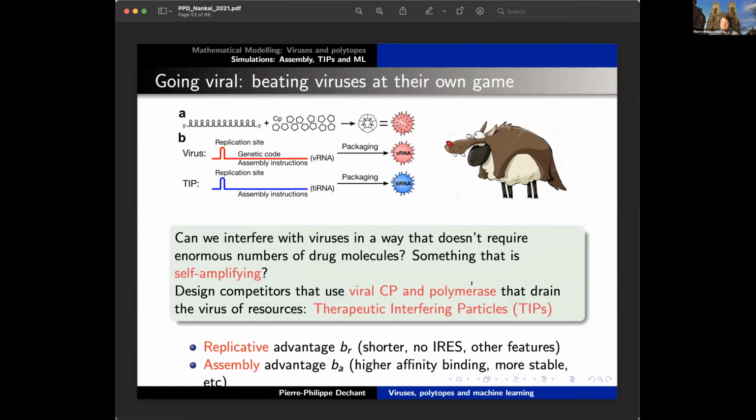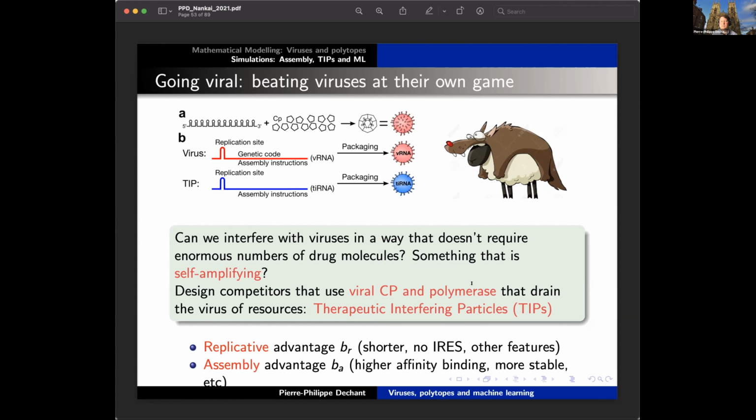So just to recap, viruses have these sequences that have both the genetic code and the assembly instructions. So they've got this dual compromise and a bit of a dilemma. So the question is, can we design a sequence that is a better assembler than the real virus, doesn't code for any genes, but will be copied by the virus and essentially competes with it for resources. So the virus is busy making polymerase, making code protein, and this therapeutic interfering particle goes and steals it all.